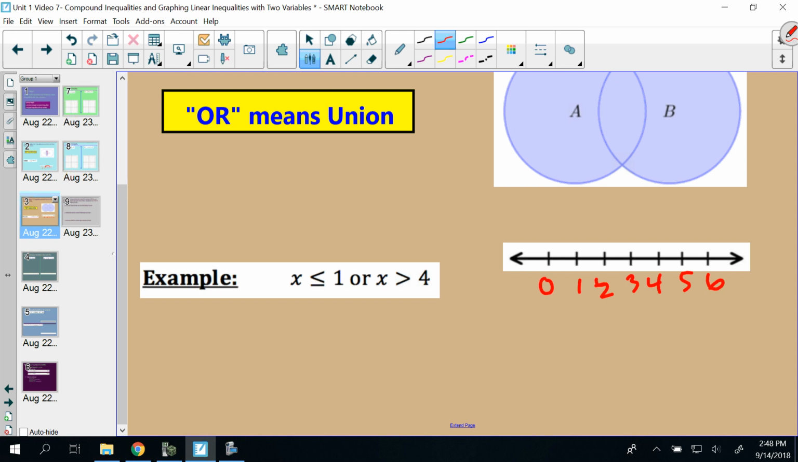Okay, start with the first one, less than or equal to 1. So filled in circle because it could be equal to. Less than are the points to the left. Okay, the other one is 4, open circle. Greater than points are to the right, so those ones are getting shaded that way. So this can be true for any points out this way or any points out this way. It's just the points in between that would not make this true.